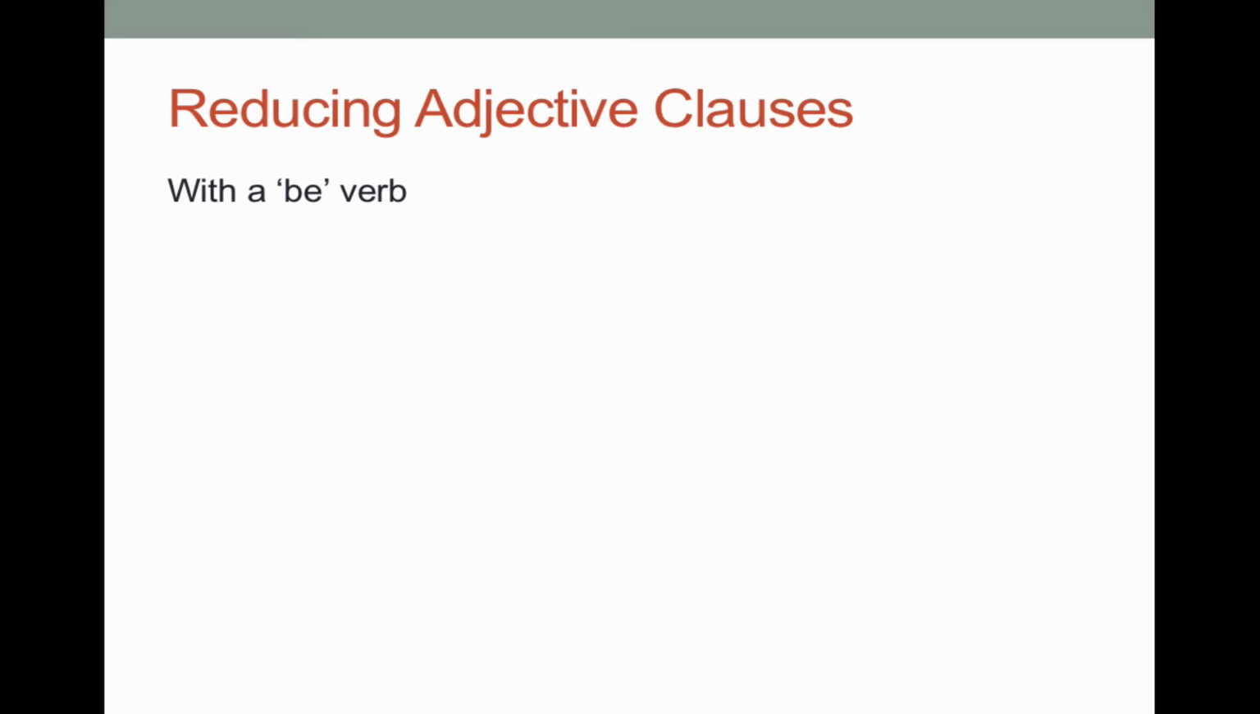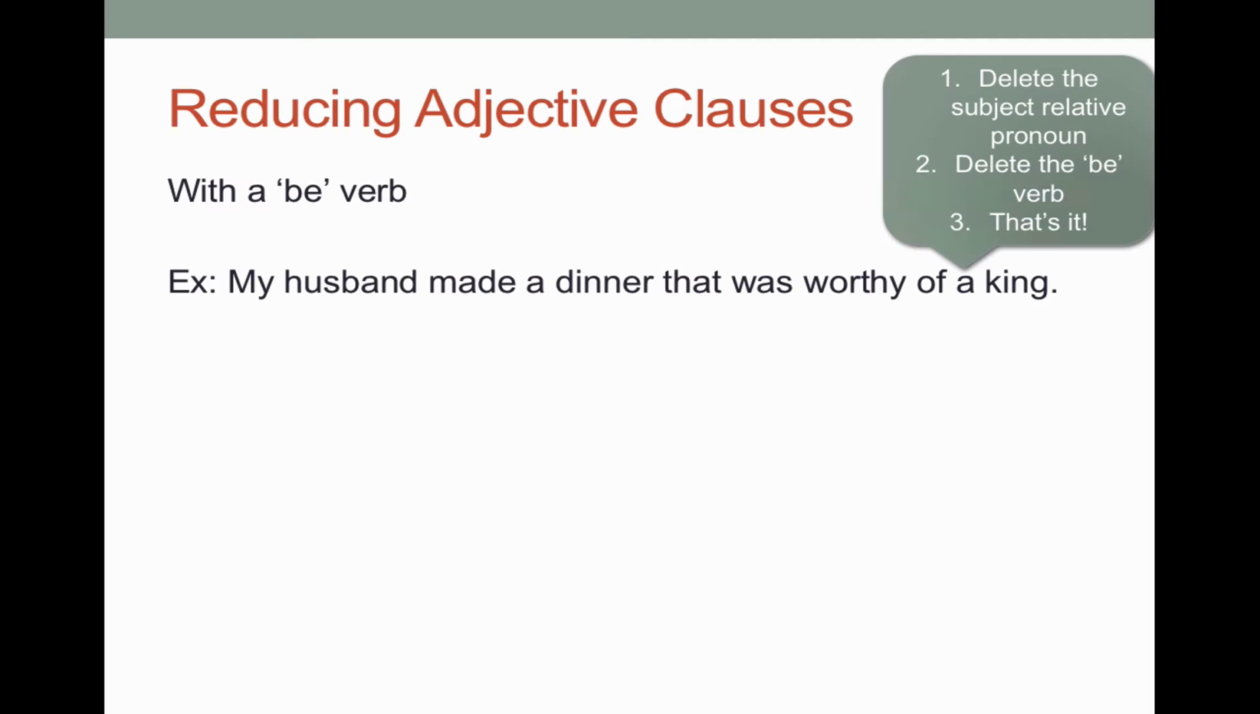All right, so let's talk about what to do with a be verb. So making sure that our relative pronoun functions as a subject first, we want to look at our verb. And if it's a be verb, then the process is pretty simple. All we have to do is delete the subject relative pronoun and delete the be verb.